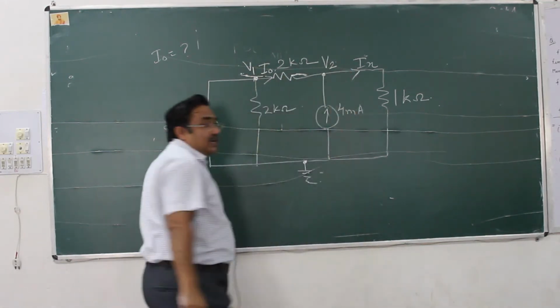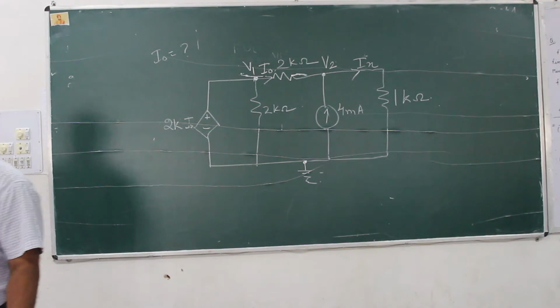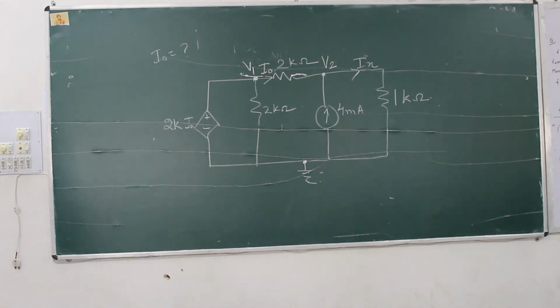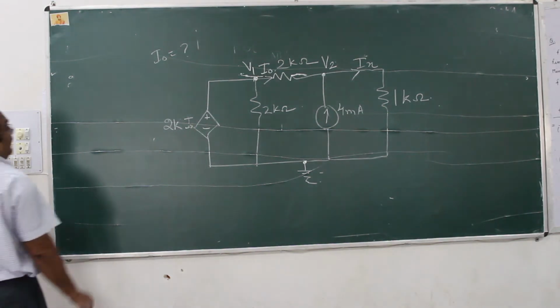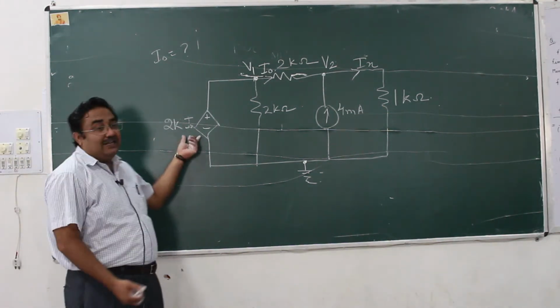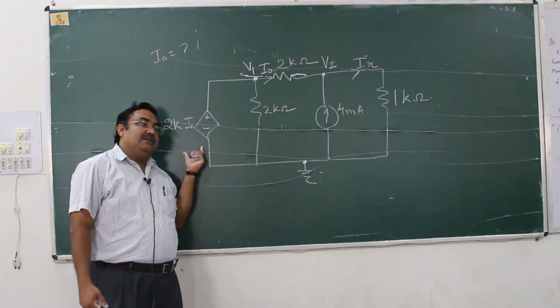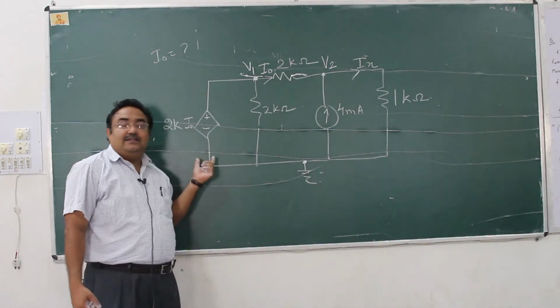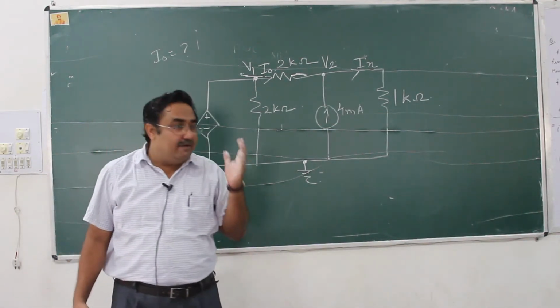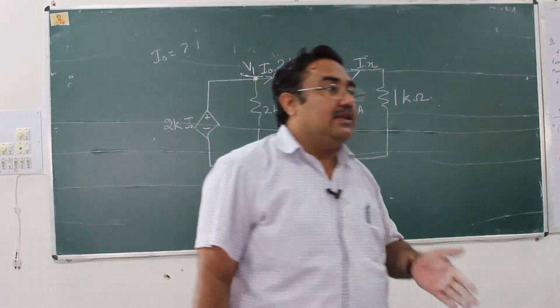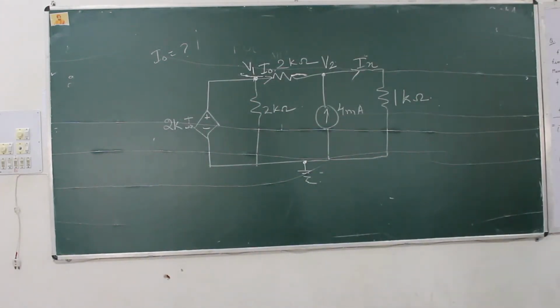So let us start with KCL at node 1, V1. Now mind it, this is a voltage source, a dependent voltage source, no doubt. So again, while writing the equation, you have to treat it the same as if it is an independent source.